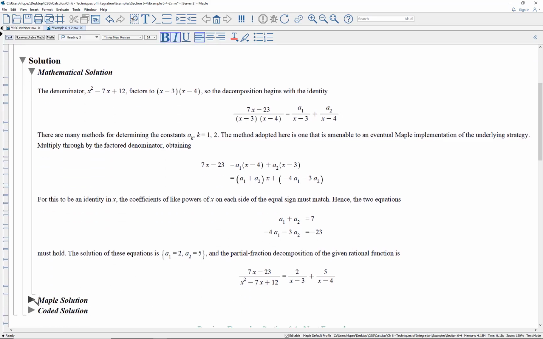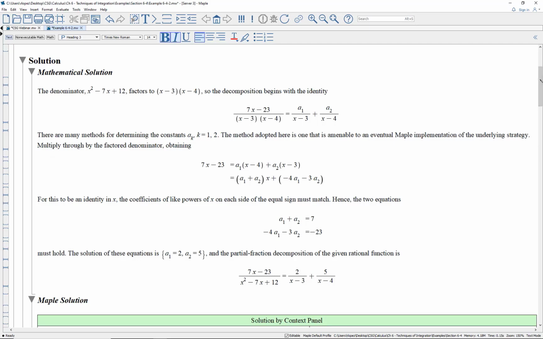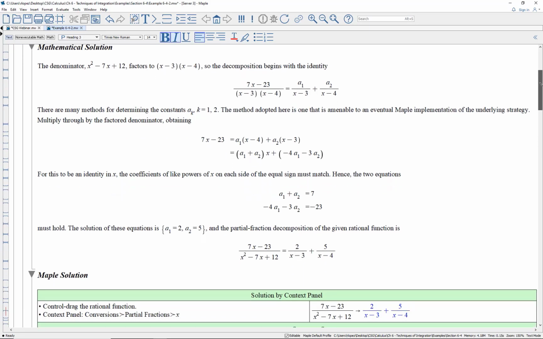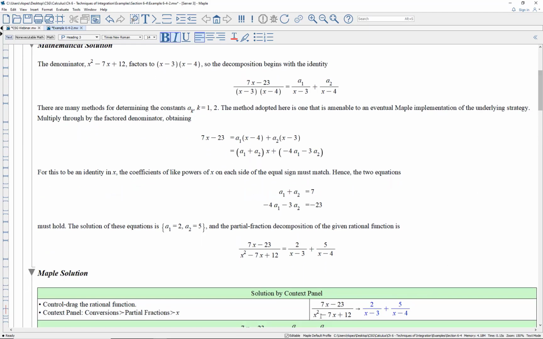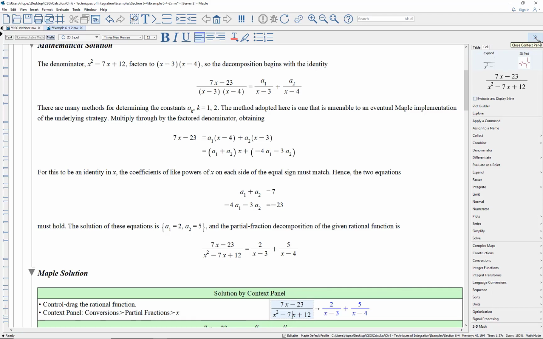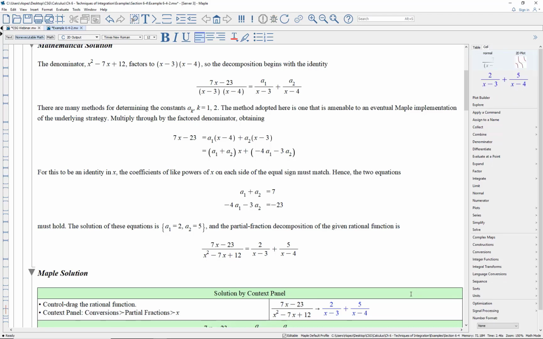How would you do that in Maple? What tools does Maple provide? Well, the first thing you can do is simply go to the context panel, go down to conversions, and you see convert to partial fractions. Variable is x. So you can get the solution for the decomposition immediately.